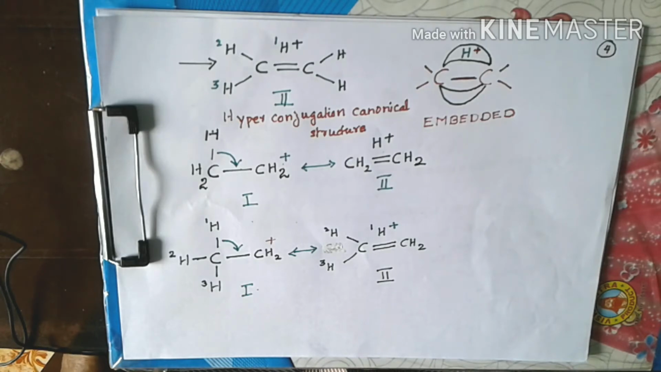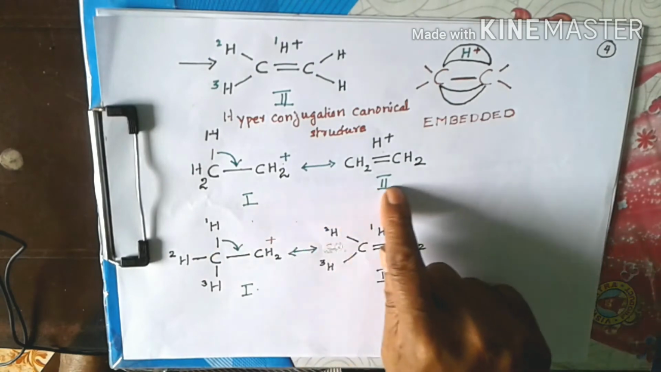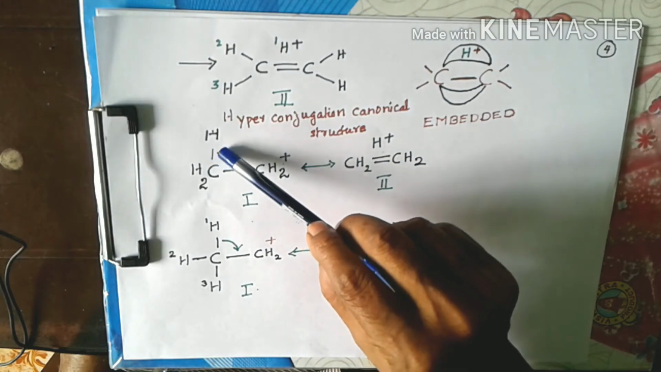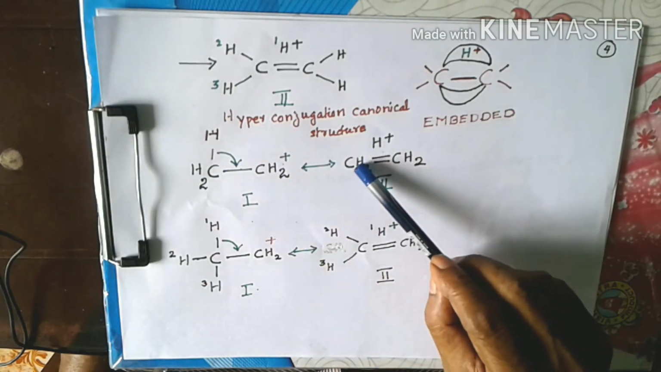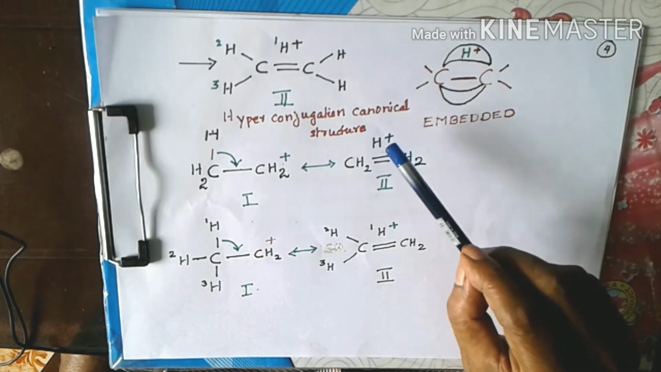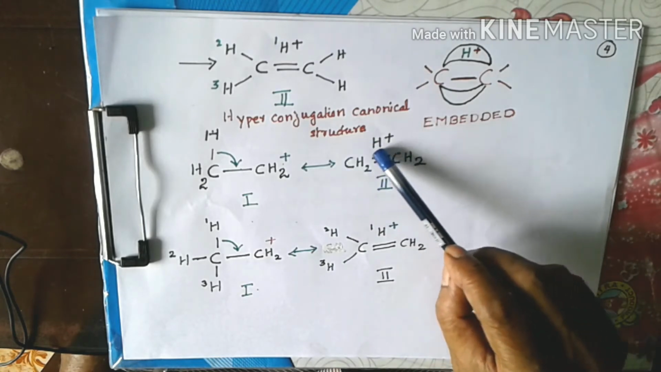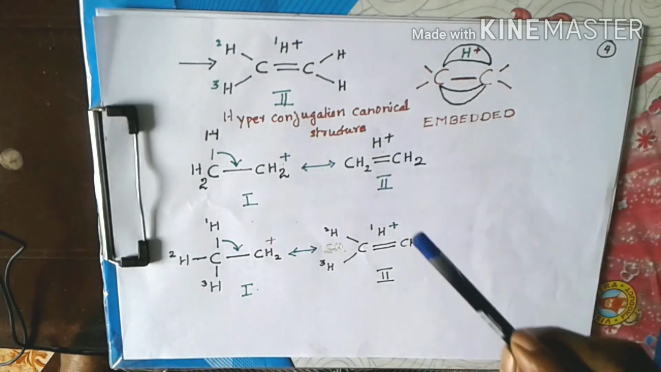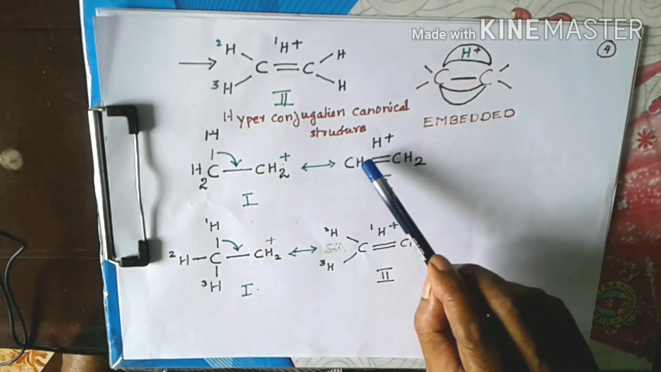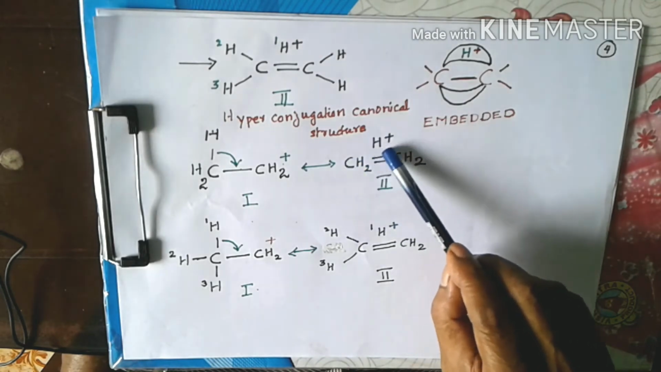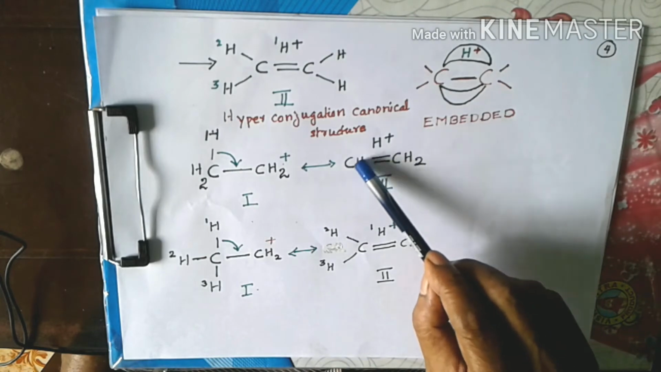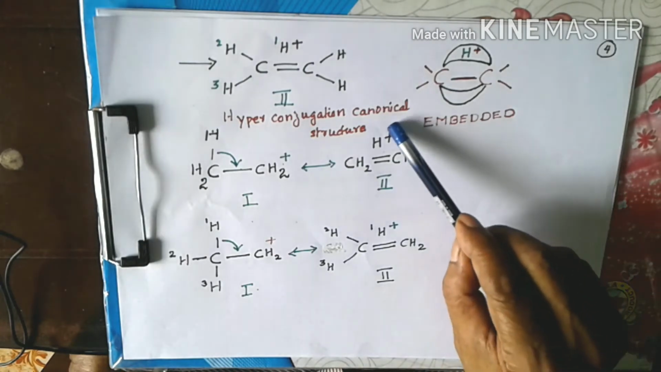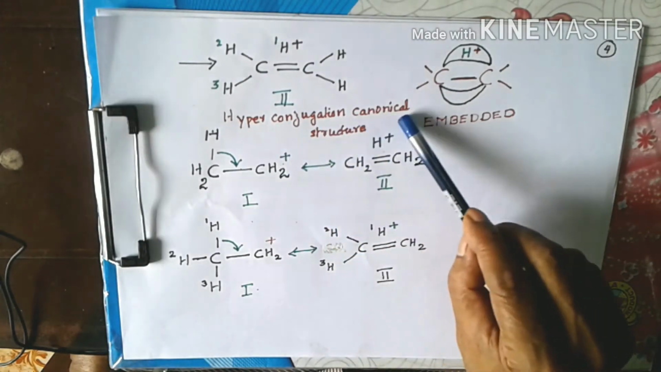Now all these situations can be represented by a single step, that is the C-H bond here shifting in this direction, and we get a double bond with the H positive in close contact with the CH2=CH2 system. So this is a single structure. This should not be considered as ethylene and a proton, but this proton is in close contact with the CH2=CH2 system, and this as a single structure is called a hyperconjugation canonical structure.